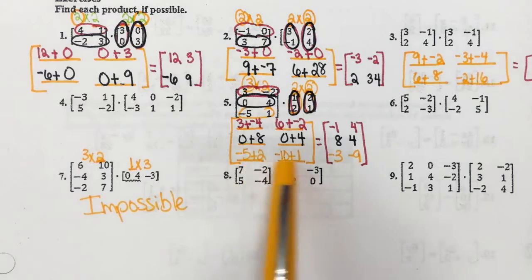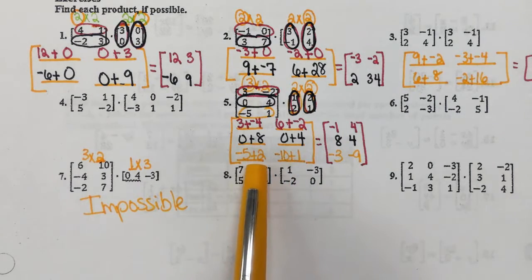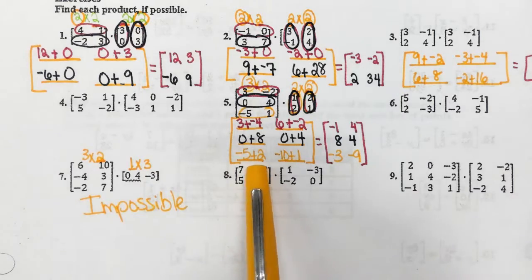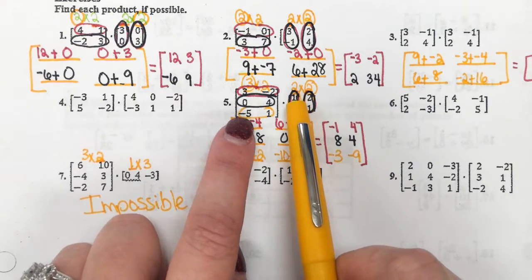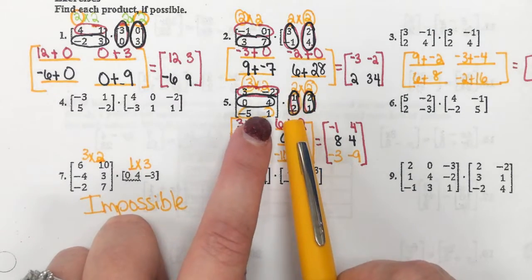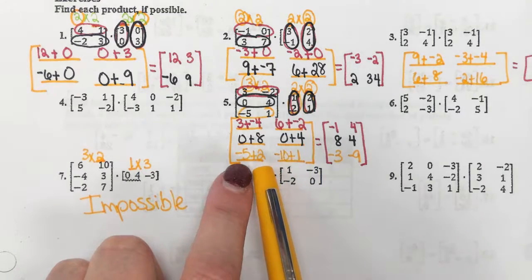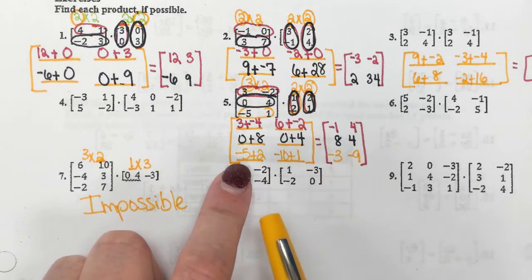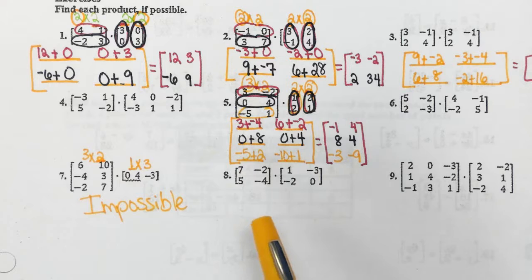So this is in the third row, so I'm going to use negative 5 and 1. And this is in the first column, so I'm going to use 1, 2. So negative 5 times 1 is negative 5, and 1 times 2 is 2. Add them together to get negative 3. Are we using number 5 to do the... Yes.